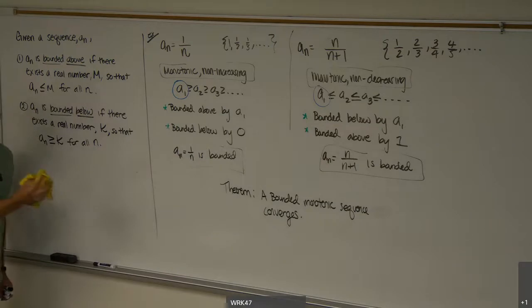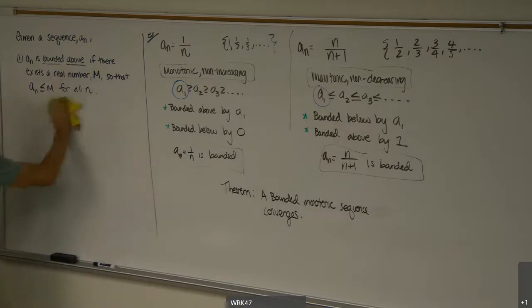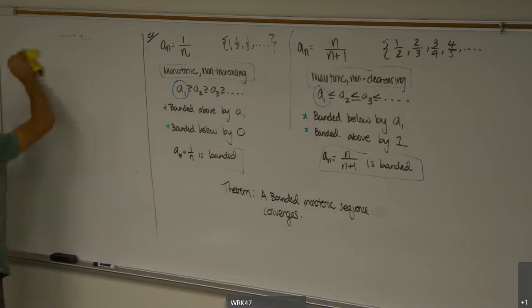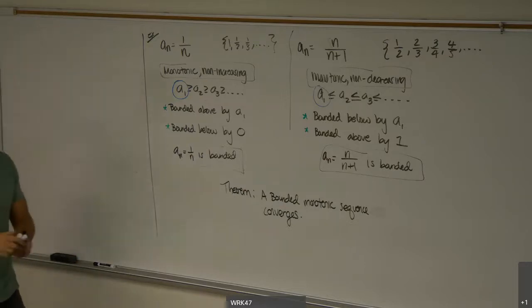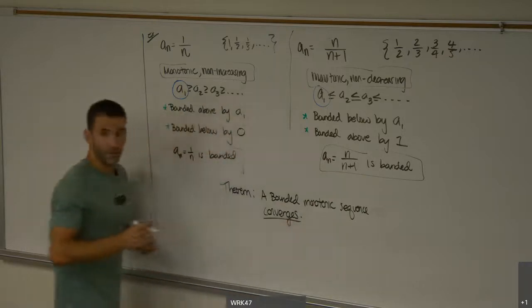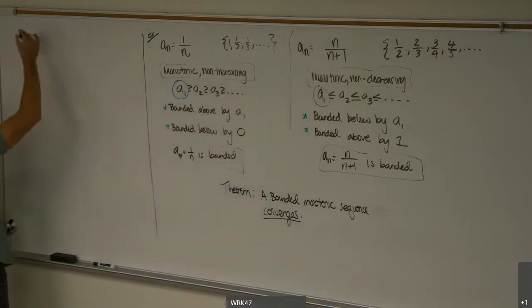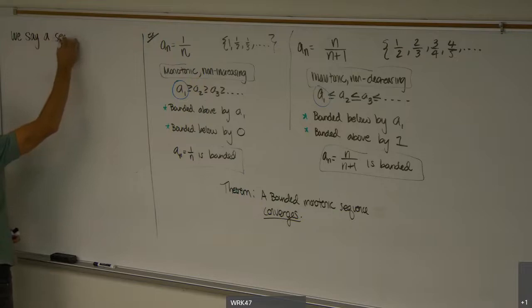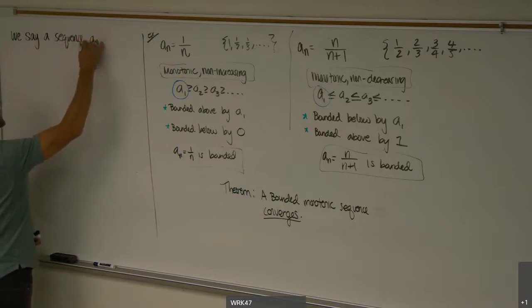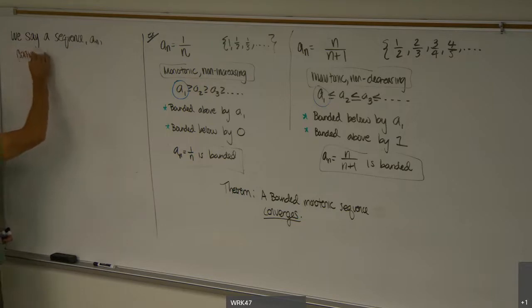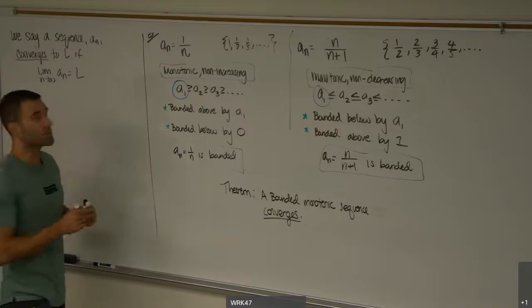Now, how is it useful? It's not really useful right now. It's just some important properties to consider and talk about. And this is the type of terminology that we're going to use from now on. So we'll write it down. So we say a sequence A sub n converges to L if the limit as n goes to infinity of A sub n equals L. So it converges if we can find a limit, if we are getting arbitrarily close to something.